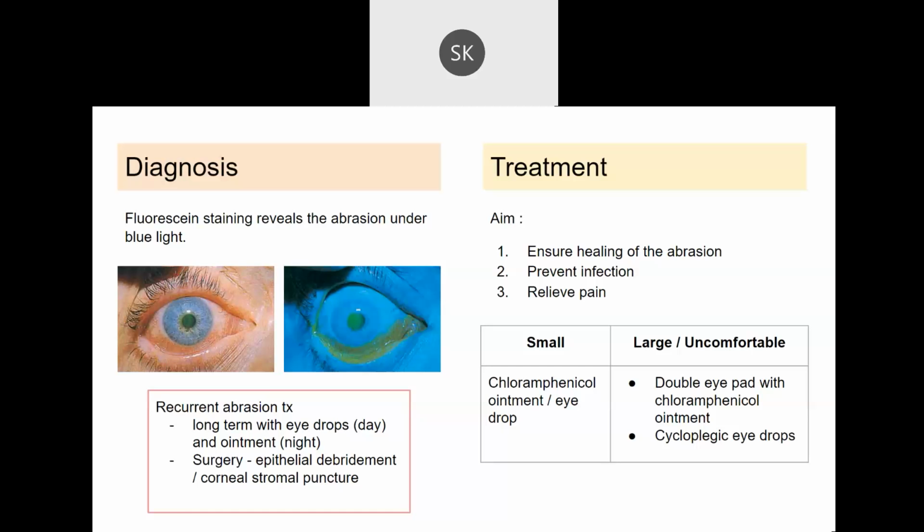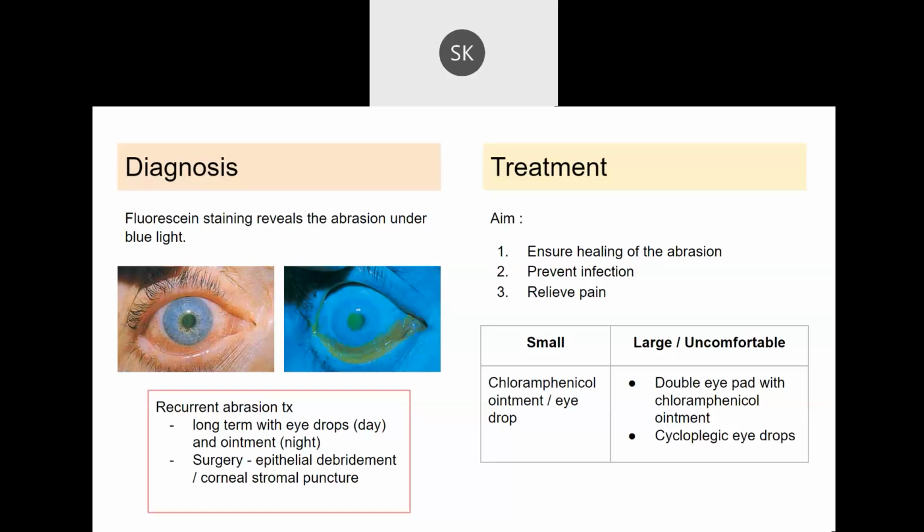Okay, as for large or uncomfortable corneal abrasion, we can advise the patient to do double eye pad together with the chloramphenicol ointment. This double eye pad is to keep the eyelid from moving too much since it's uncomfortable. So this double eye pad has to be firm enough so that the eyelid does not move, so it can reduce the discomfort.